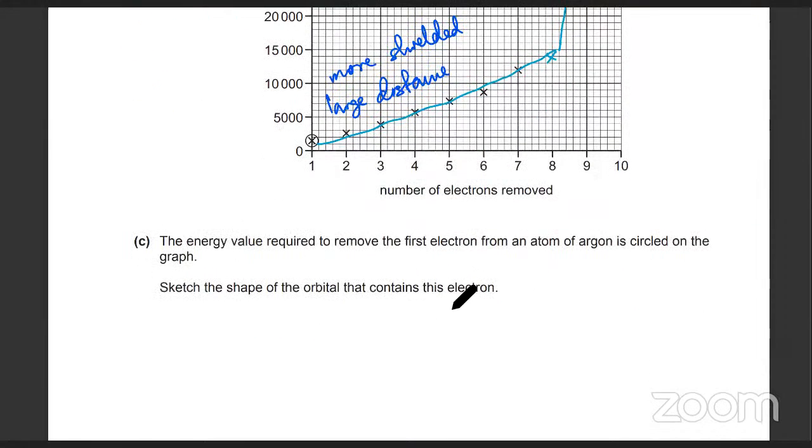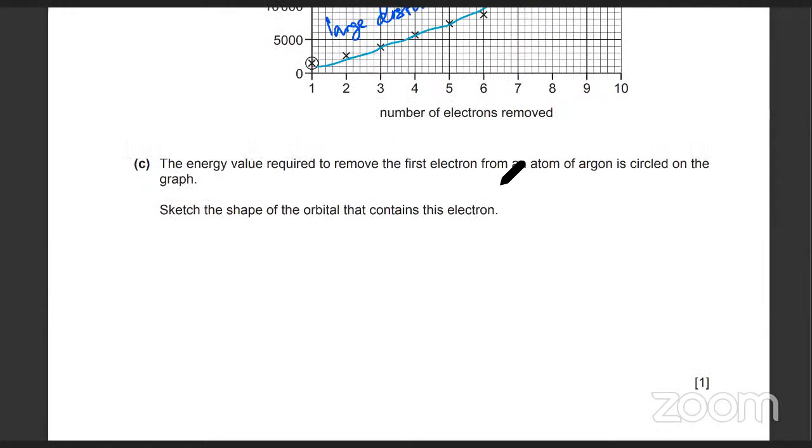Sketch the shape of the orbital that contains the electron removed. The energy value required to remove the first electron from an atom of argon is circled on the graph. This one, the first one. Sketch the shape of the orbital. So for that, you need to know the electronic configuration of argon. You don't need the entire electronic configuration. What you just need to know is the outer shell electronic configuration, which is going to be 3s2 and 3p6. Group 8 is always going to have outer electronic configuration s2 and p6. So the first electron is being removed from the outermost subshell, which is a p.